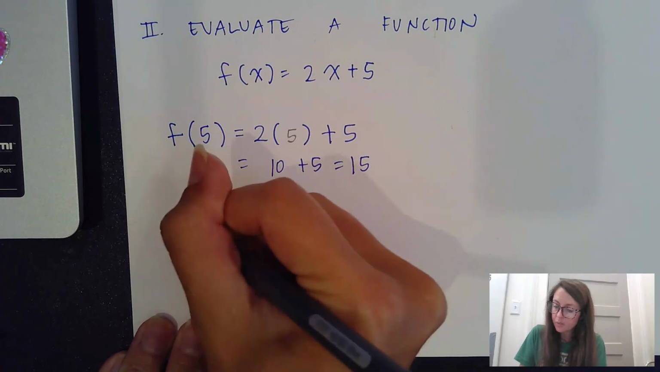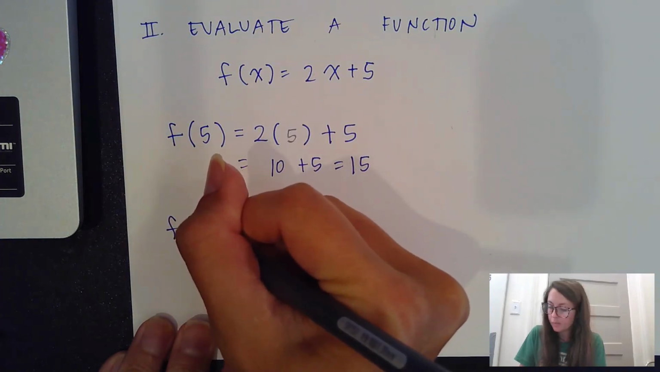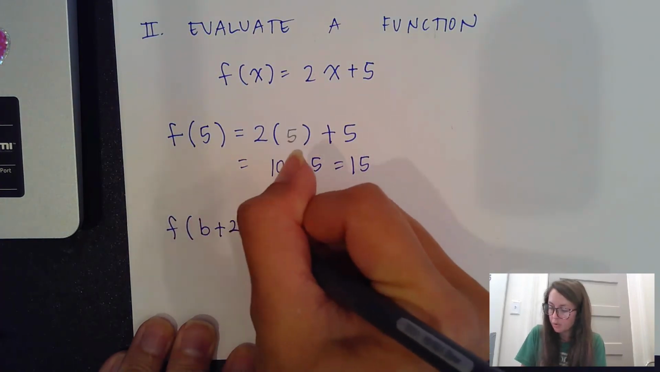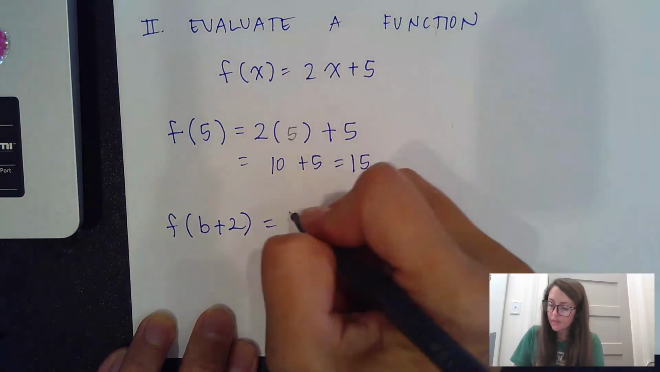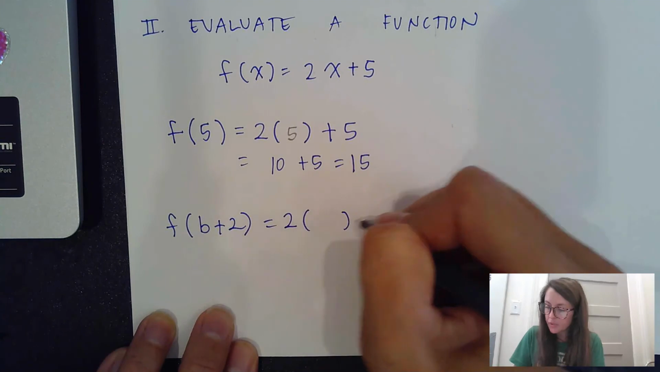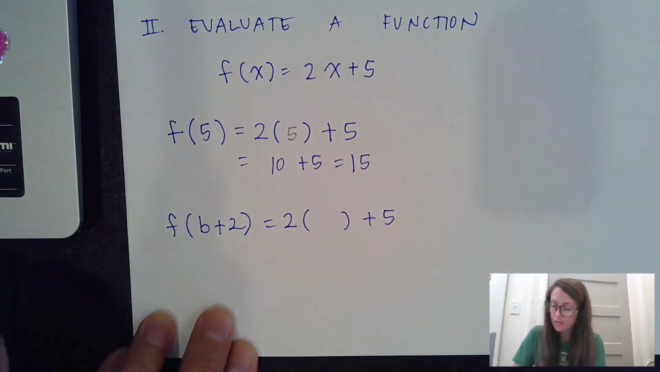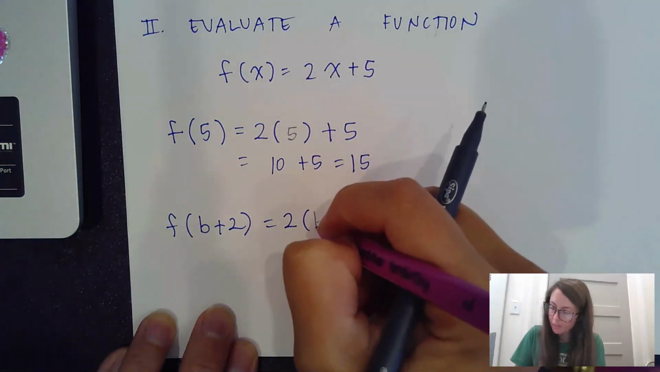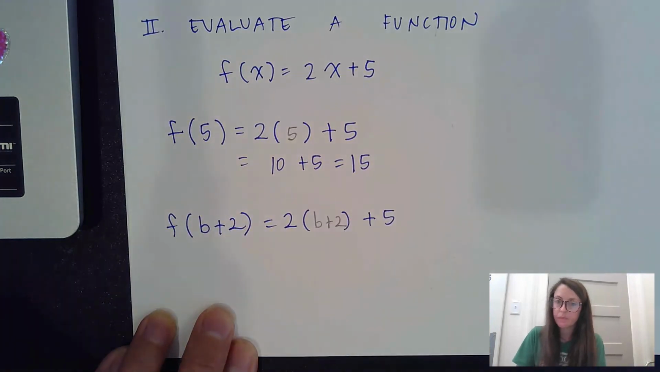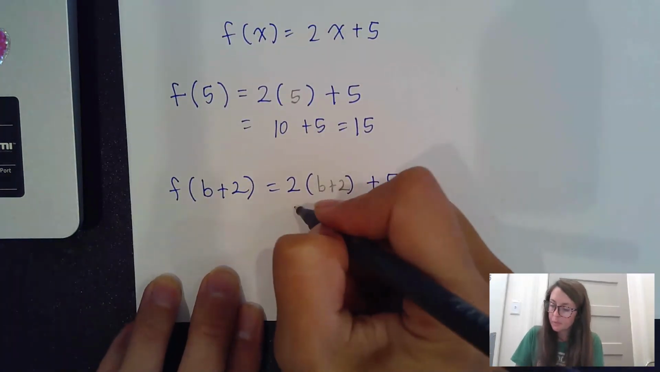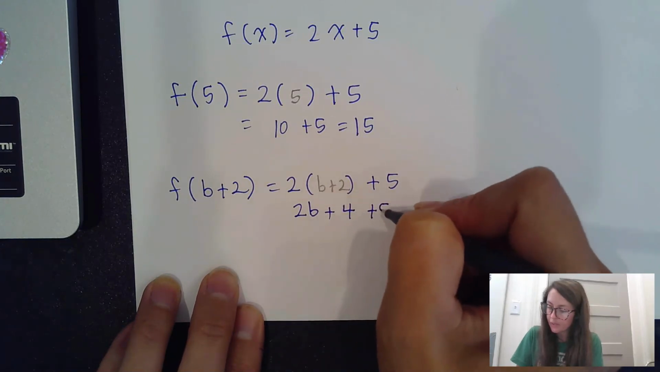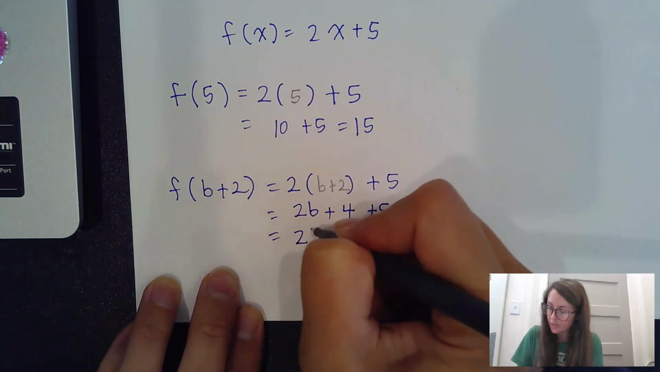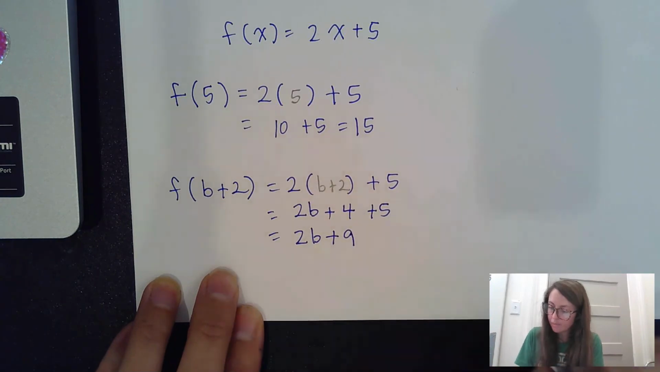What if I wanted to put in b plus 2 inside there? It's a function of b plus 2. That means everywhere I saw an x in the original one, instead of having an x, I am going to have b plus 2. So 2 times b is 2b, 2 times 2 is 4, then plus 5. So this is going to be 2b plus 9.